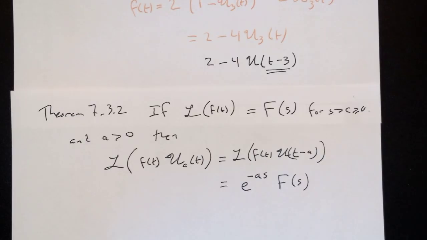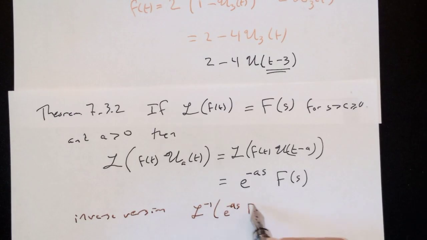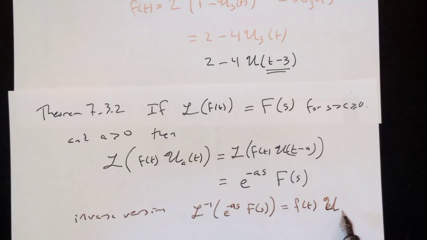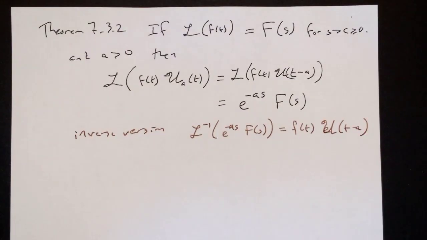I'm going to use this more often in the inverse version. The inverse version tells me that when I see the inverse transform of e to the negative as F of s, I get f of t u of t minus a. So this means I'm going to get places where my Heaviside function shows up.